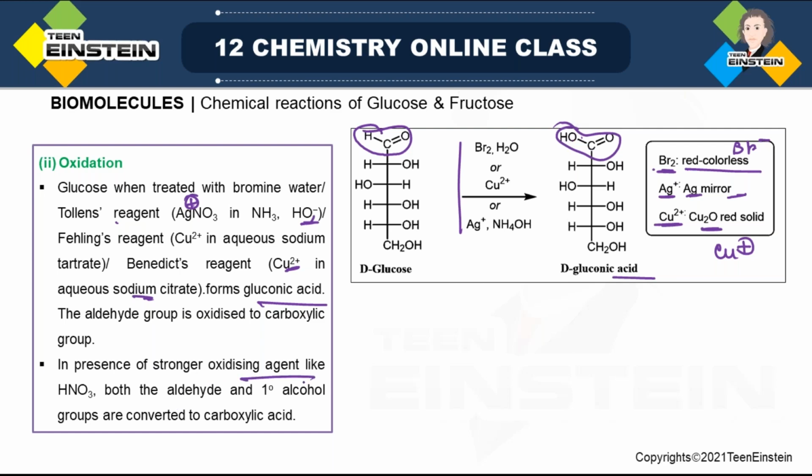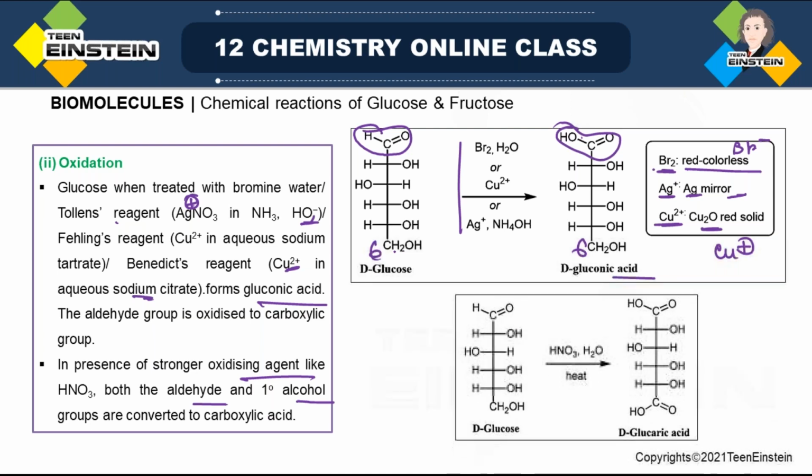But if you take a stronger oxidizing agent, suppose you have taken nitric acid, now what will happen? Now there will be something different. Both the aldehyde as well as the primary alcohol, the 1 degree alcohol, I'm talking about the alcohol at the 6 position, will now both be oxidized because your oxidizing agent is strong. And the name is different, glucaric acid, also known as saccharic acid. So both positions are now changed, unlike with a mild oxidizing agent. Rest of the part, there is no change. Okay.